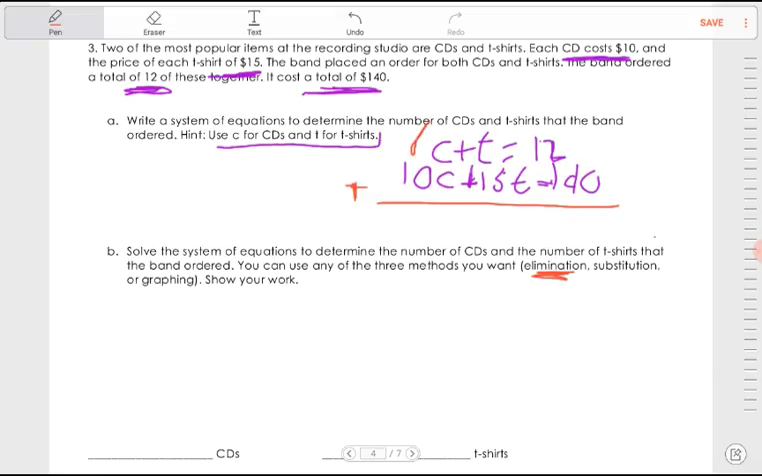In order to eliminate, I'm going to have to multiply this whole first equation by something to get rid of either C or T. What I'm going to do is I'm going to multiply this by negative 10. If I multiply the first equation by negative 10, the first equation is C plus T equals 12. If I multiply that, then I'll be able to add it to the second, and we can eliminate C. So I'm going to rewrite this. I'm going to multiply this negative 10 to all 3 parts of the equation.